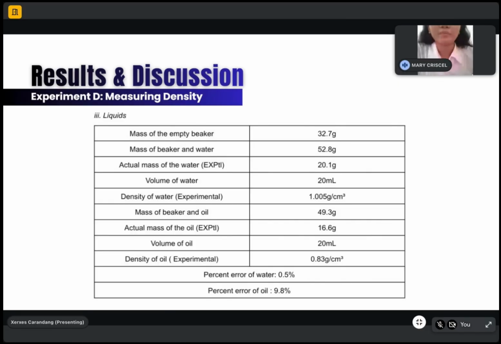The percent error of water is equal to 0.5%. This is using the accepted value for the density of water, which is 1 gram per cubic centimeter. The percent error of oil was 9.8%. This is using the accepted value of oil, which was 0.92 gram per cubic centimeter.